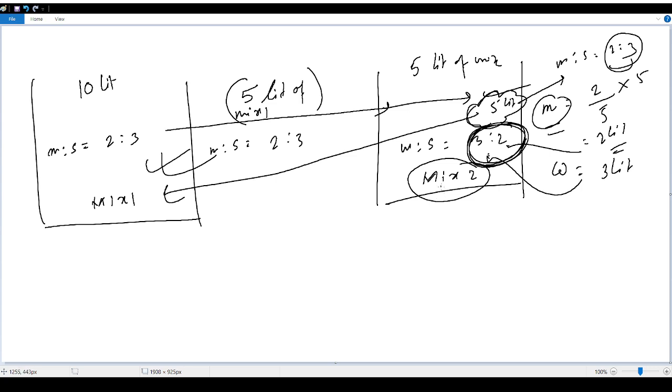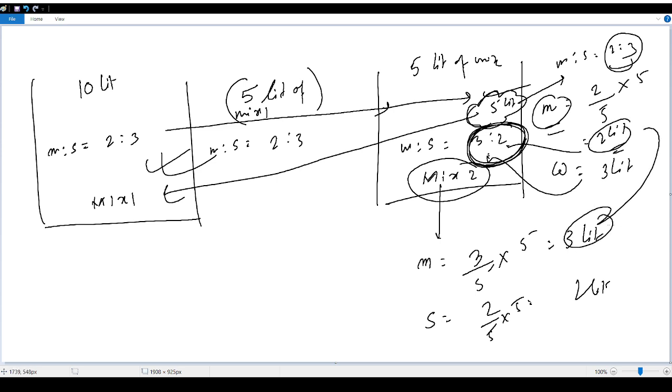So if I want to find out that here initially how much amount of milk was present, how will I do that, Shritama? Initially, before the mixture came in, how much amount of milk was present? 3/5 into 5, 3 liter, right? And syrup was 2 by 5 into 5, that is 2 liter. So the amount of milk is 2 liter plus 3 liter, and the amount of syrup is 3 liter plus 2 liter, right?